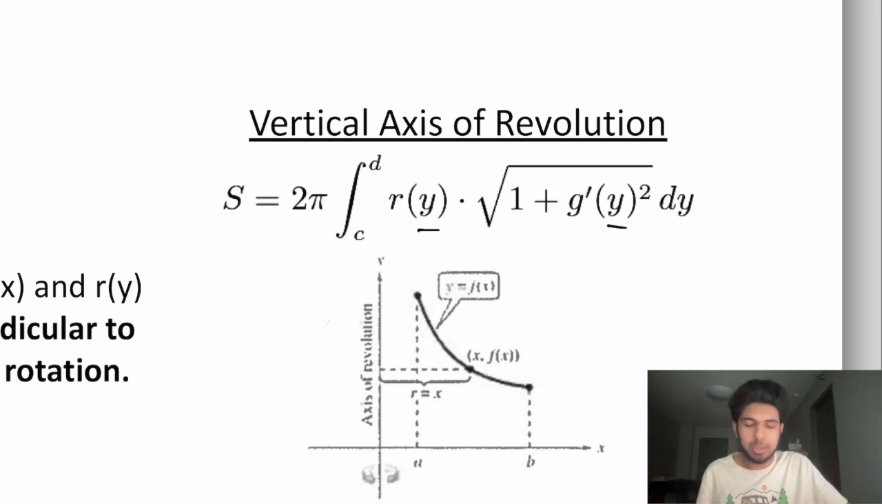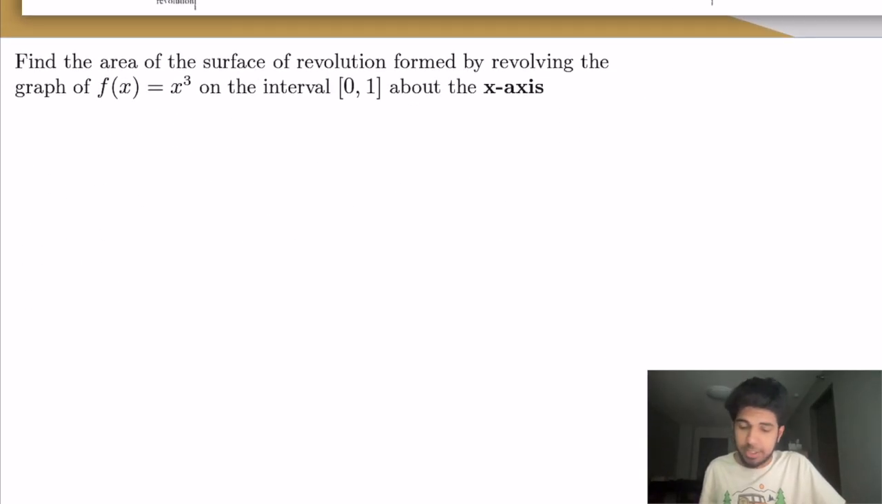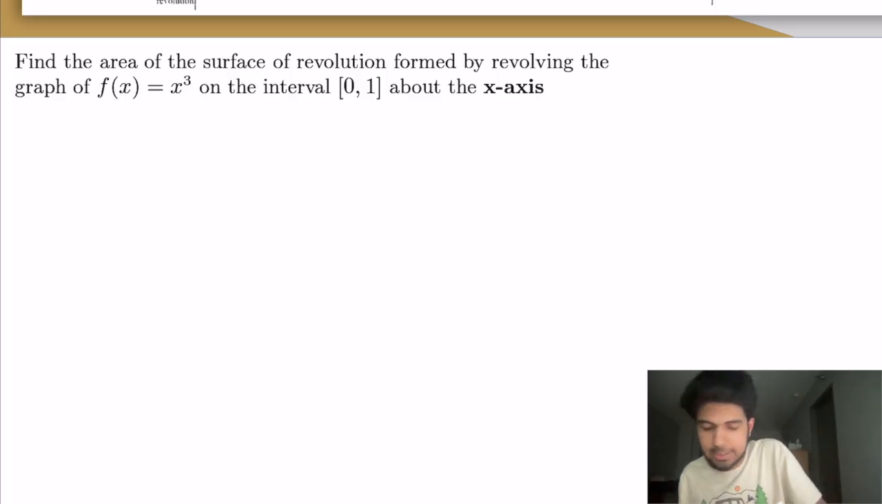We'll have to do that if we revolve around a vertical axis. Let's try to do some practice problems. Find the area of the surface of revolution formed by revolving the graph of f of x equals x cubed on the interval 0 to 1 about the x-axis.